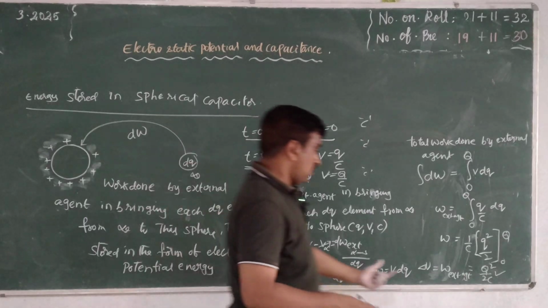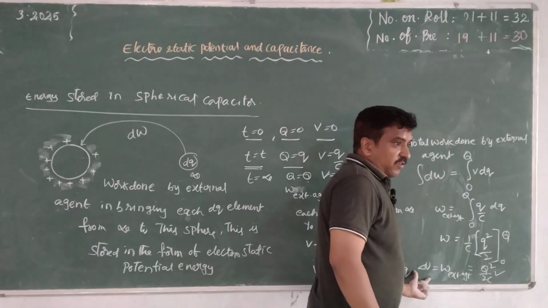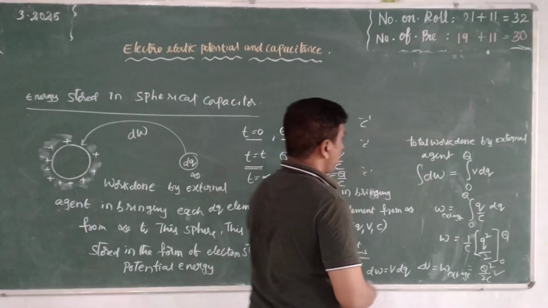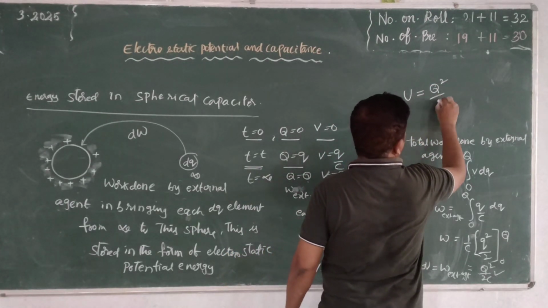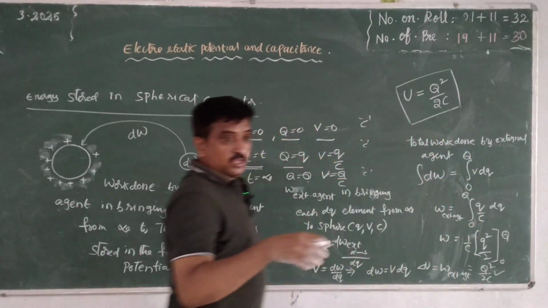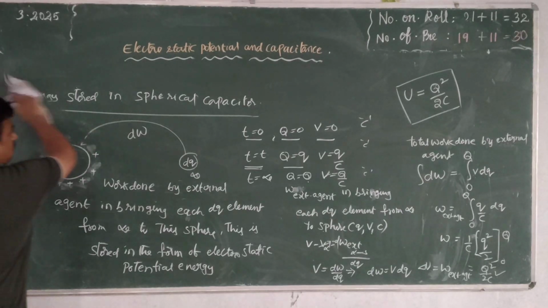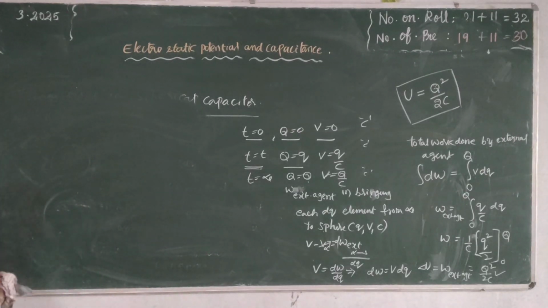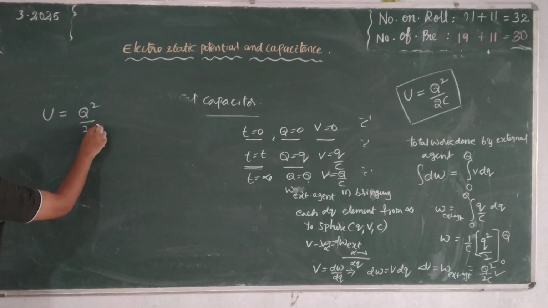So delta U equals Q square by 2C, that is U final minus U initial. U initial is 0, why? Because it is at infinity. So we get U equals Q square by 2C. What is the formula for the potential energy stored in a spherical capacitor? U equals Q square by 2C.